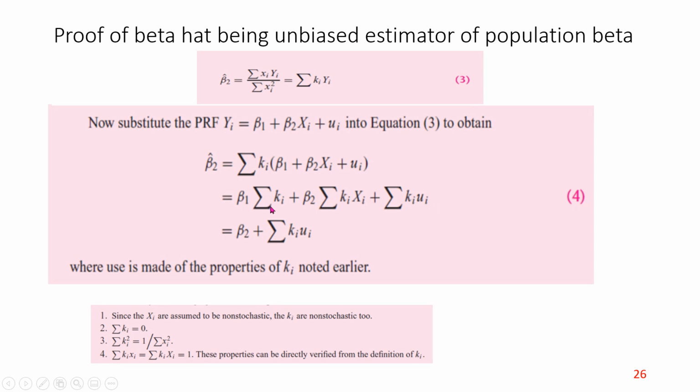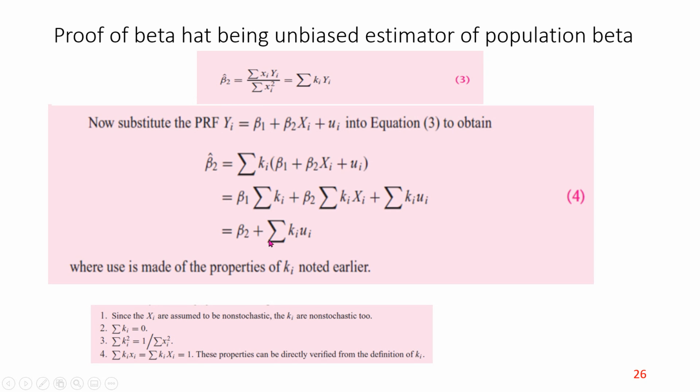Now we just proved that the sum of ki is equal to 0. So in beta 1 times the sum of ki, the sum of ki is 0, so the first term vanishes. And we noted in property number 4 that the sum of ki times xi is equal to 1. So the second term becomes beta 2 multiplied by 1, which is beta 2. And then the third term, the sum of ki ui, I have written as it is. So this equation reduces to this one.